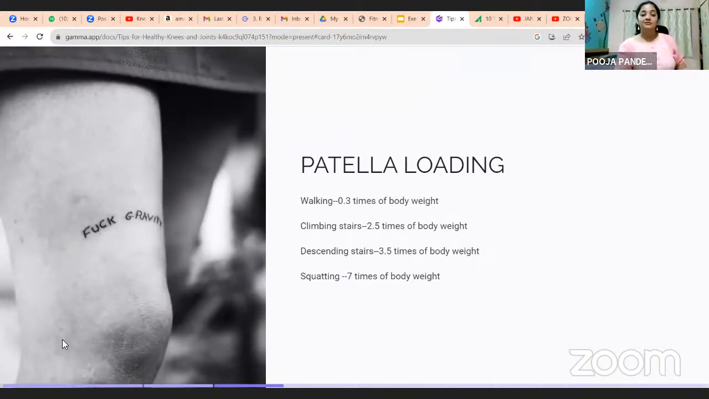Now, let's see. So this bone, which we are seeing very prominently, this is our patella. So how much loading happens to the patella when we are walking? When we are walking, 0.3 times of our body weight is given to the patella. When we are climbing stairs, 2.5 times of body weight. Descending down, all of us feel that descending down is so easy, and we generally descend very fast and end up injuring ourselves. There is 3.5 times of body weight at that point of time.